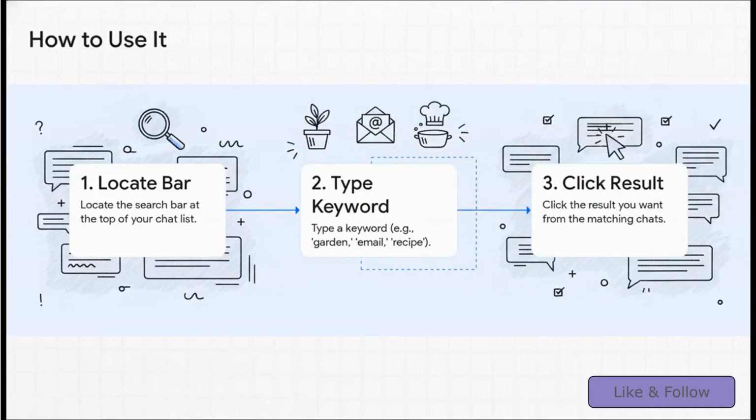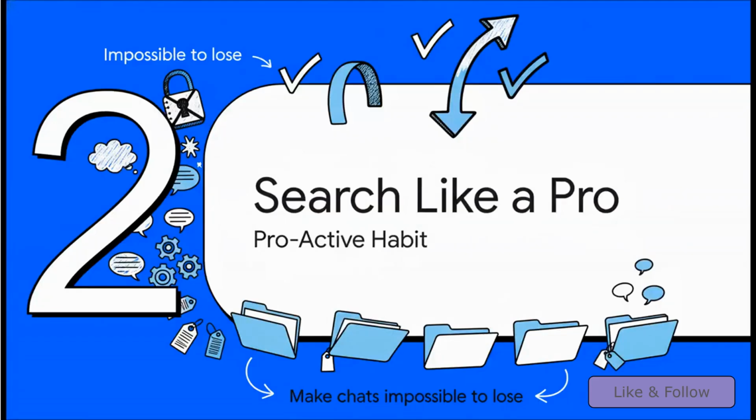And using it is about as simple as it gets. You just find the search bar, it's right there at the top of your chat list, type in a word you remember using, something like garden or email, and boom! ChatGPT instantly shows you every conversation that matches. No more scrolling. But just knowing how to search is really only half the battle. So let's move on and see how we can level up, how we can go from just finding lost chats to making them impossible to lose in the first place.